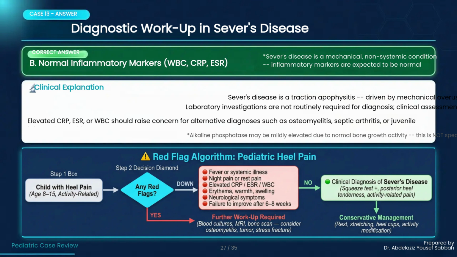Sever's disease is a traction apophysitis driven by mechanical overuse, not infection or systemic inflammation. Laboratory investigations are not routinely required for diagnosis, as clinical assessment is sufficient. Elevated C-reactive protein, erythrocyte sedimentation rate, or white blood cell count should raise concern for alternative diagnoses such as osteomyelitis, septic arthritis, or juvenile idiopathic arthritis. If any red flags are present, including fever, night pain, erythema, swelling, or failure to improve after 6 to 8 weeks, further workup is required including blood cultures, magnetic resonance imaging, and bone scan.